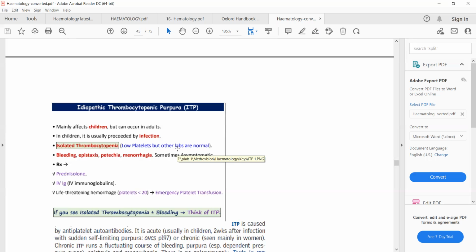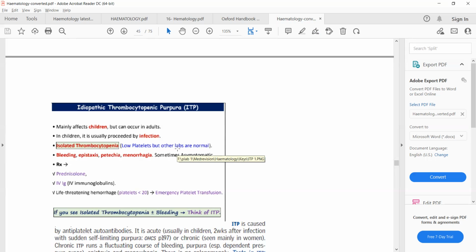The treatment is, because it is an autoimmune condition, prednisolone can be used. It will suppress the immunity and help in improving the symptoms. IVIG can be helpful as well because it will combine with the antibodies that are formed against the platelets. And the third option that we have is for life-threatening hemorrhage.